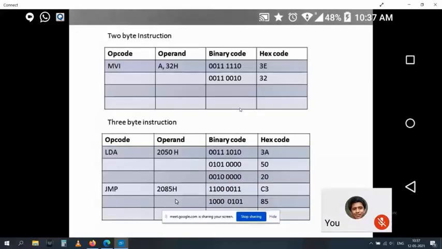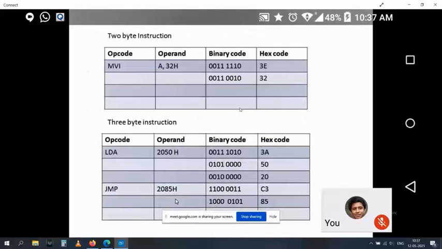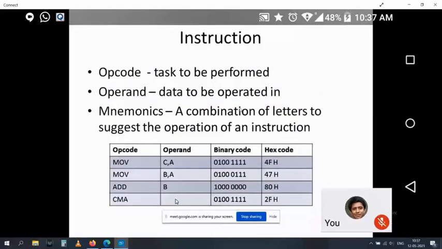So instructions can be a 1-byte instruction, 2-byte instruction, and a 3-byte instruction. What we saw here is. Ma'am, can you explain what is happening in ADD B?